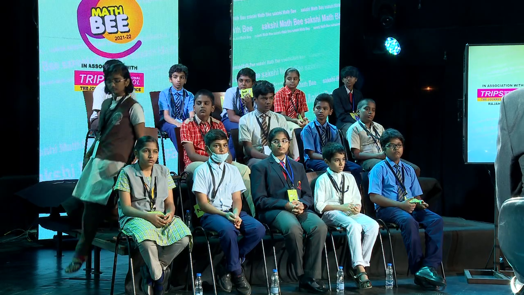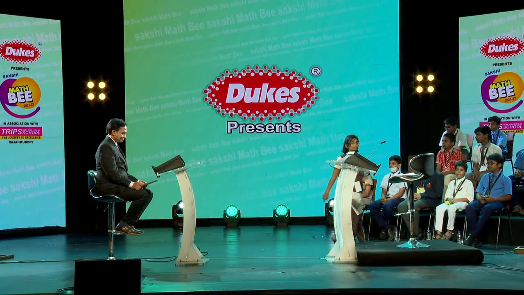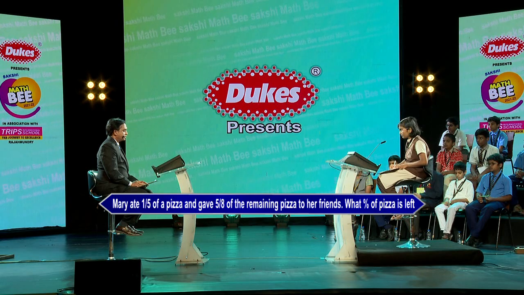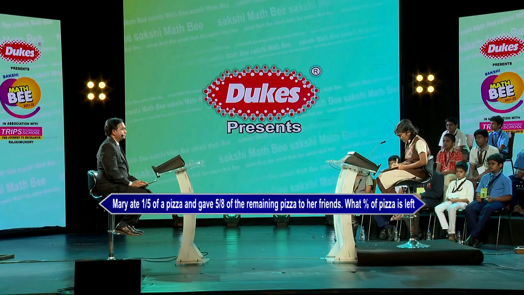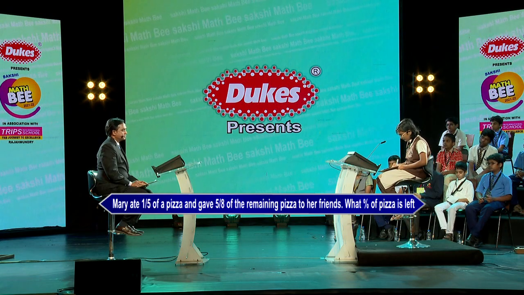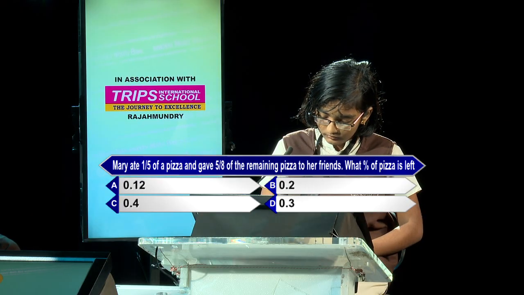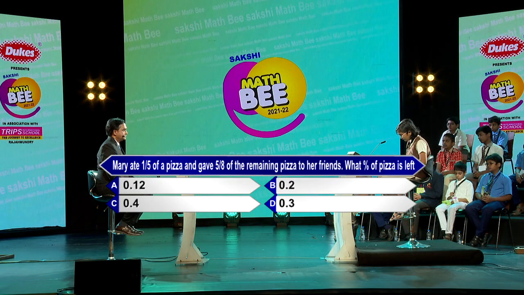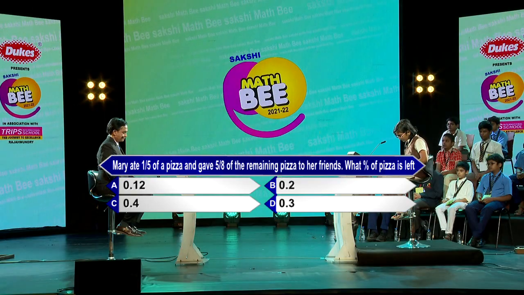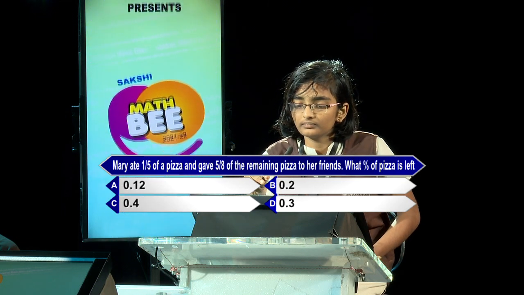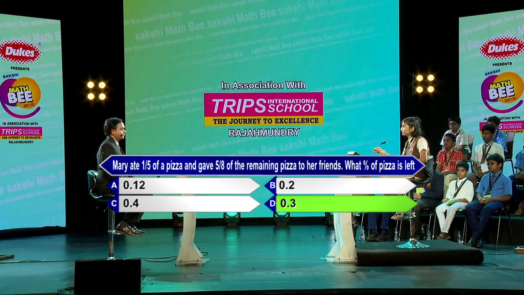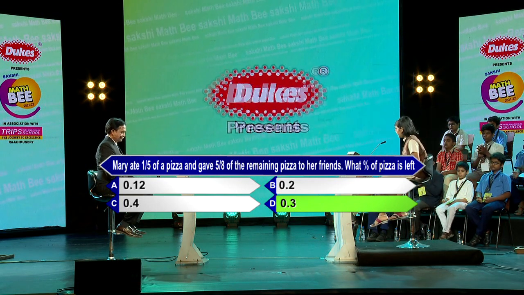Can we have the next contestant, Bindu Bhargavi from Dr. KKR Gautam School, Vijayawada? Can we have the next question, please? Mary ate 1 by 5 of a pizza and gave 5 by 8 of the remaining pizza to her friends. What percentage of pizza is left? Your options are A, 0.12, B, 0.2, C, 0.4, D, 0.3. 0.3. Kindly lock option D, 0.3. Option D, 0.3 is the correct answer. Very good. Well done. It's going tight. Good.